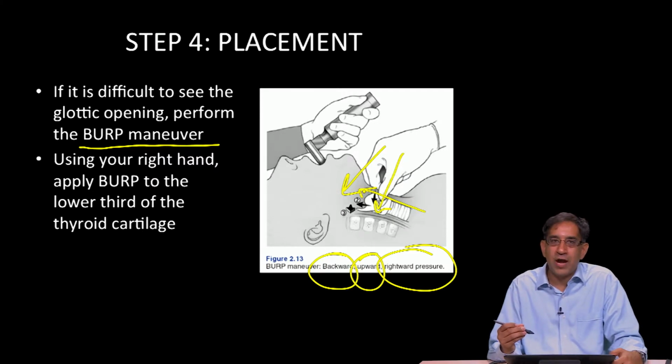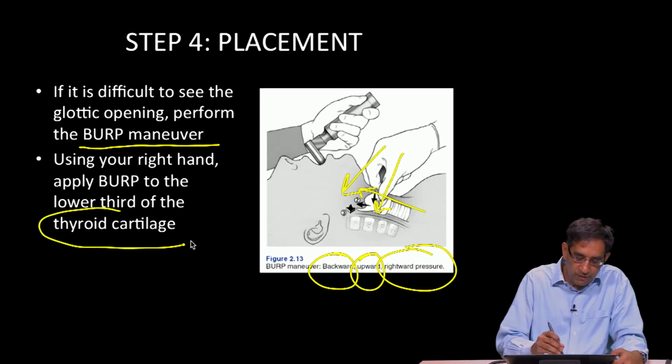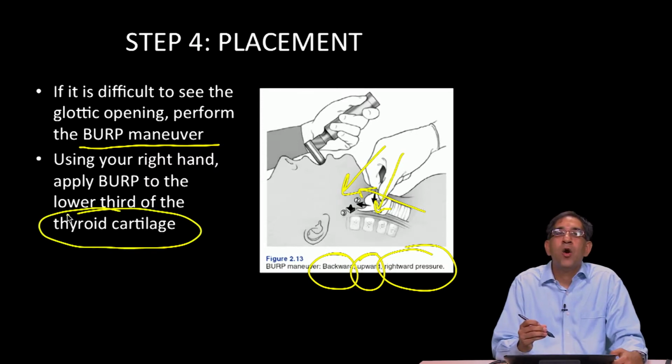And unlike cricoid pressure, where you're putting pressure on the cricoid cartilage, the BURP maneuver is performed by grasping and pushing on the thyroid cartilage. So this is different. And I've used this maneuver on many occasions, and it's greatly improved my visualization of the vocal cords.